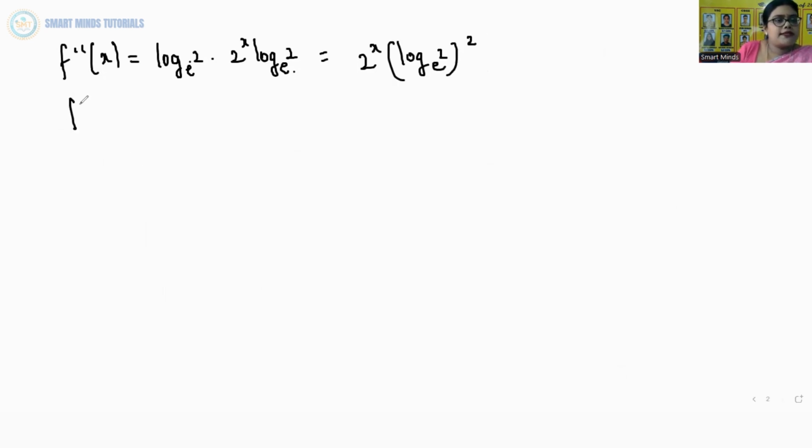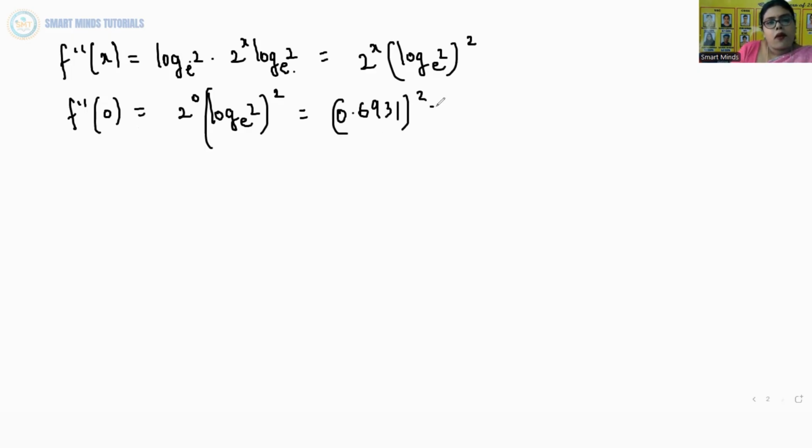So if I put x as 0, we will get 2 power 0 log 2 to the base e whole square. So 2 power 0 is 1. So log 2 to the base e whole square will become 0.6931 whole square. If you multiply it 2 times, you will get 0.4804. Okay.